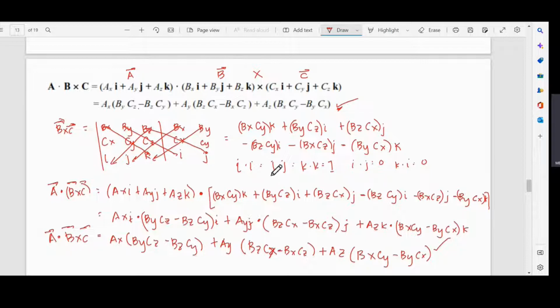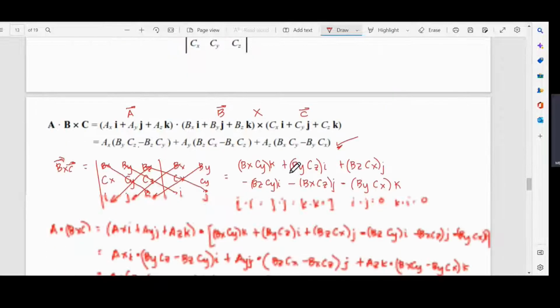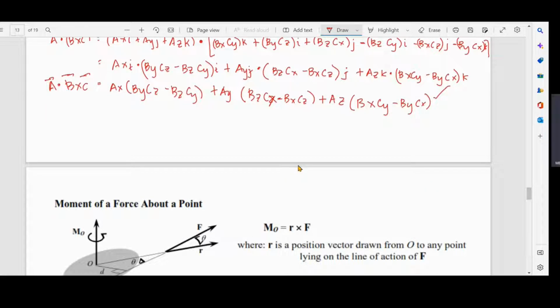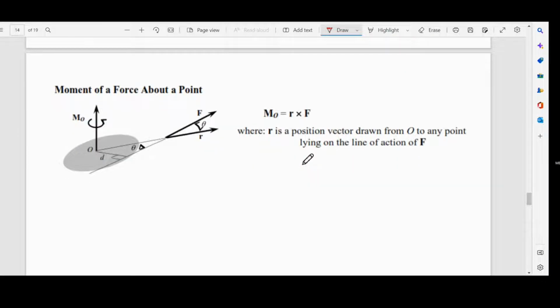That is the scalar triple product na tinatawag. Scalar triple product. Okay? So, proceed na tayo sa moment of a force about a point. So, this one, involved na dito yung 3-dimensional na pagkuha ng moment. Although, applicable pa rin naman to sa 2D. Pag sinabi nating moment of a force about a point, okay?